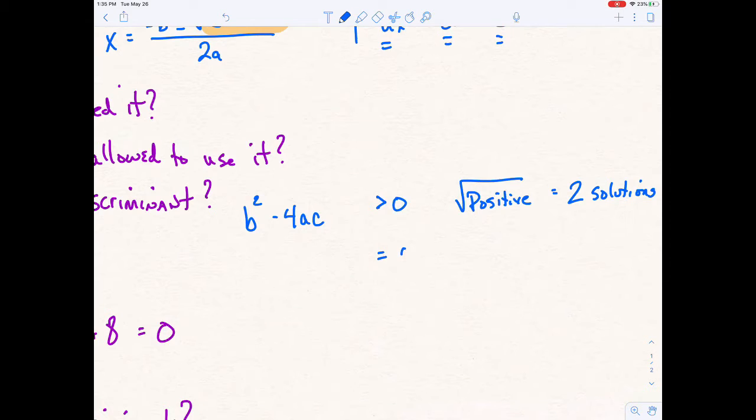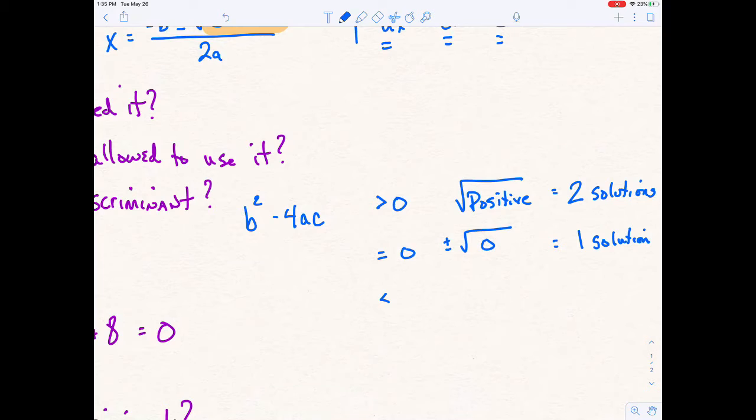If I have a discriminant that is equal to 0, I'm going to have the square root of 0. And the only thing that can multiply by itself to give 0 is 0. So you're going to have exactly one solution, because though there is a plus or a minus in front of this, plus 0 and minus 0 really impact the problem exactly the same way. They don't really impact it at all.